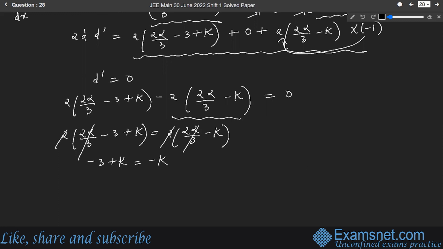So from here, minus 3 will be equal to minus k, minus k. Minus 3 will be equal to minus of 2k. This minus and minus will be cancelled. So k will be equal to 3 by 2. You can see that we have the value of k, right?